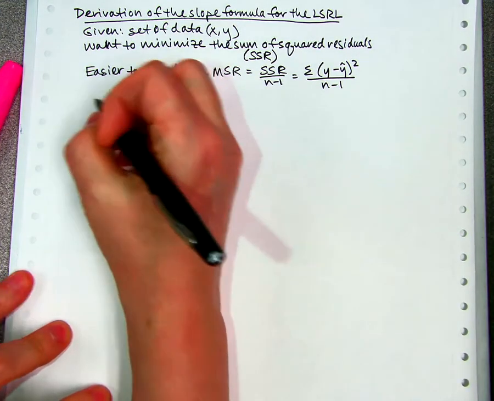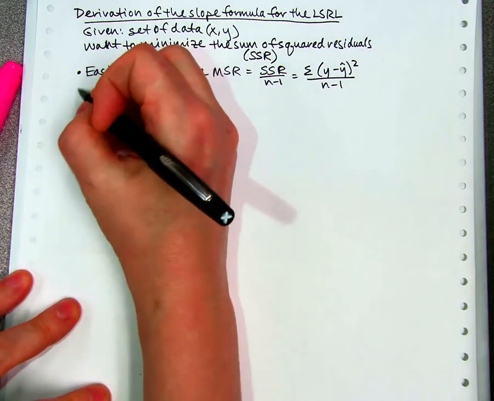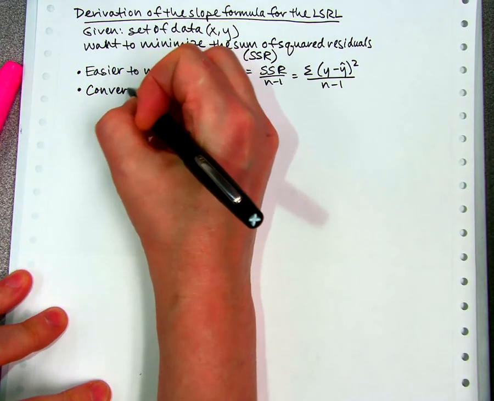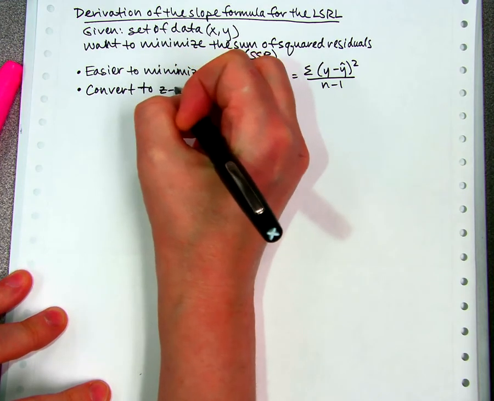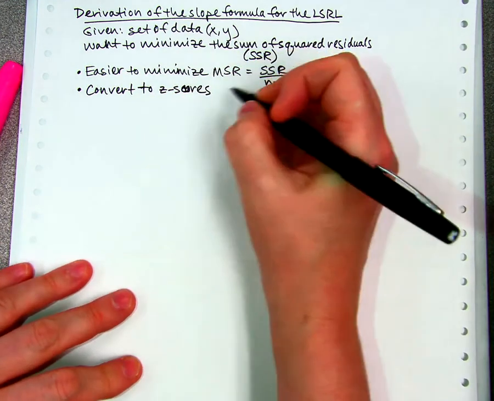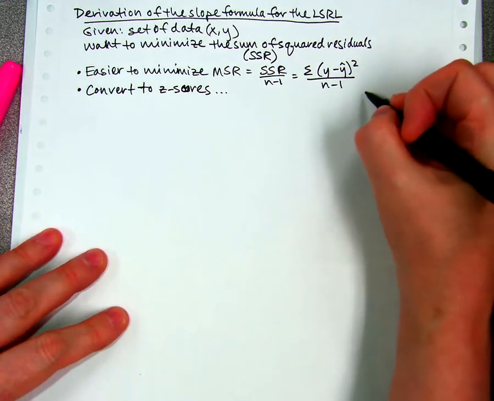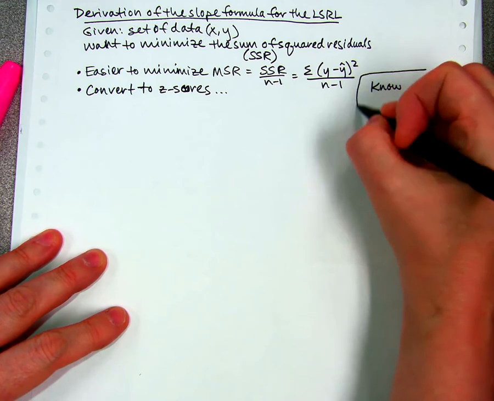All right, so the first thing is it's easier if you minimize that. Second thing is it's also easier if you convert it to z-scores. So we've been working with z-scores a lot. Let's convert to z-scores because then we can work with that and then we'll convert back at the end. And so if I convert to z-scores, then there are some things that I know about z-scores that might help me. So I'm going to write down a little list off to the side here of things that I know about z-scores.